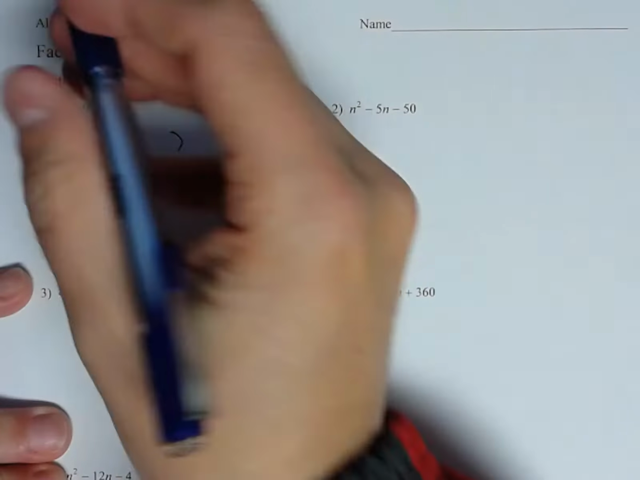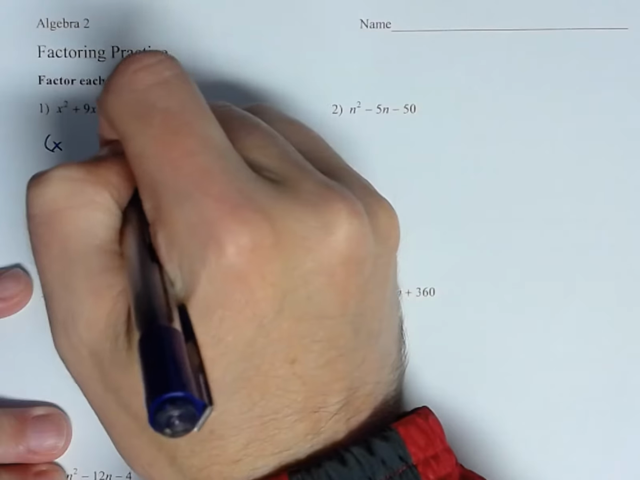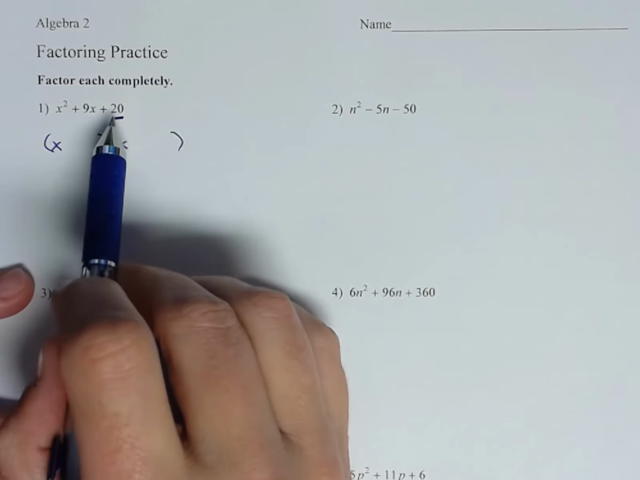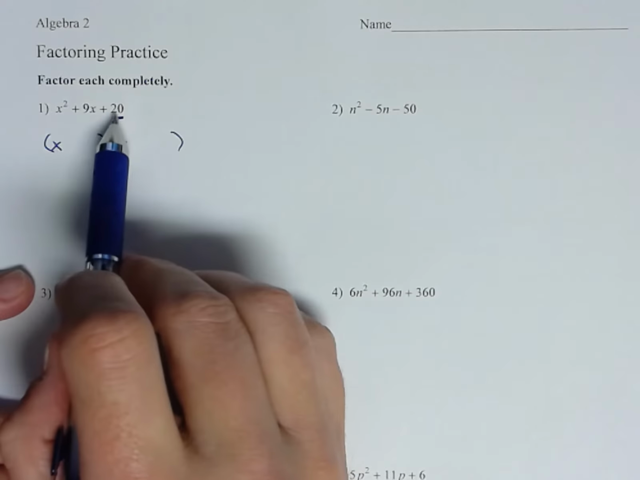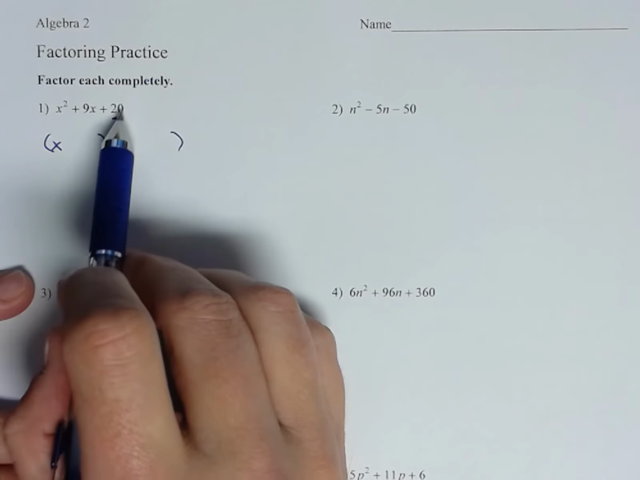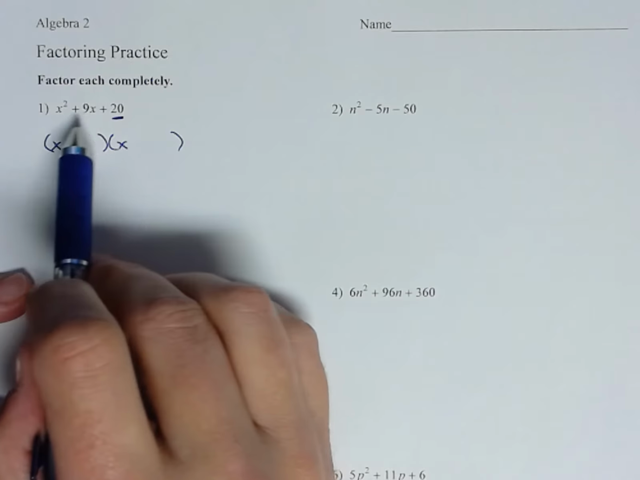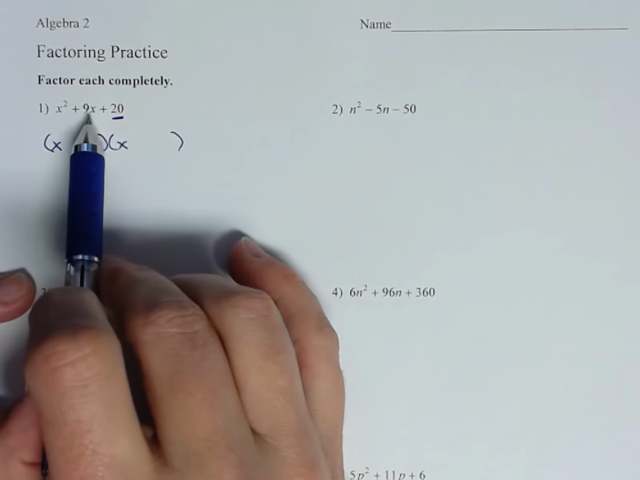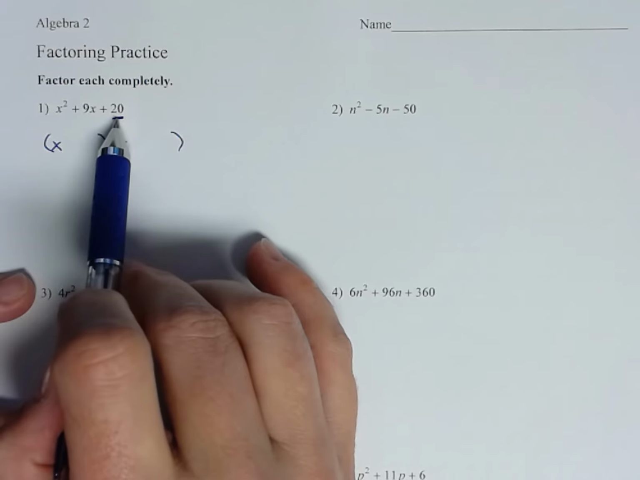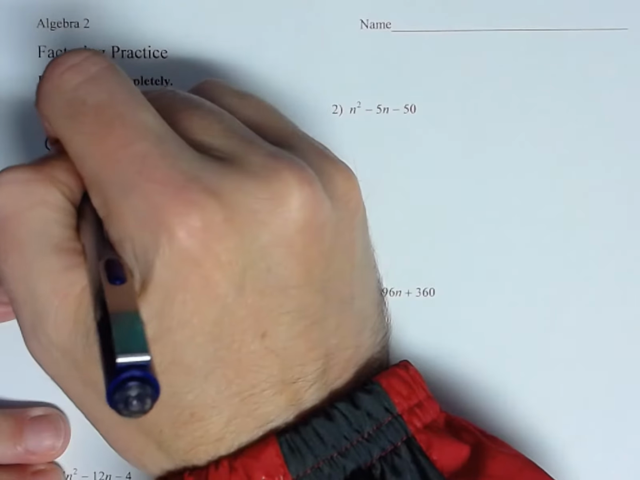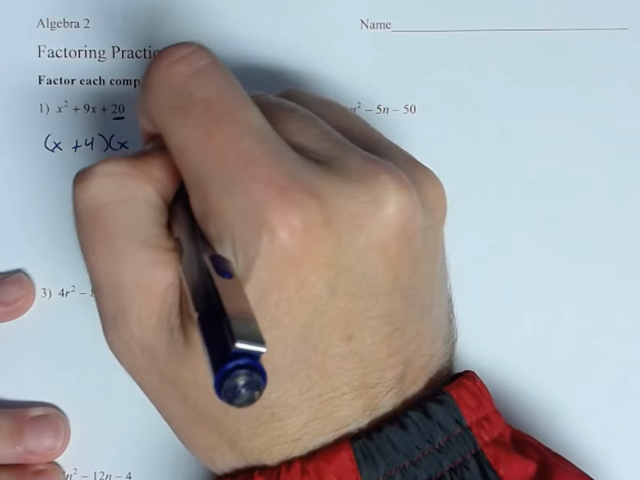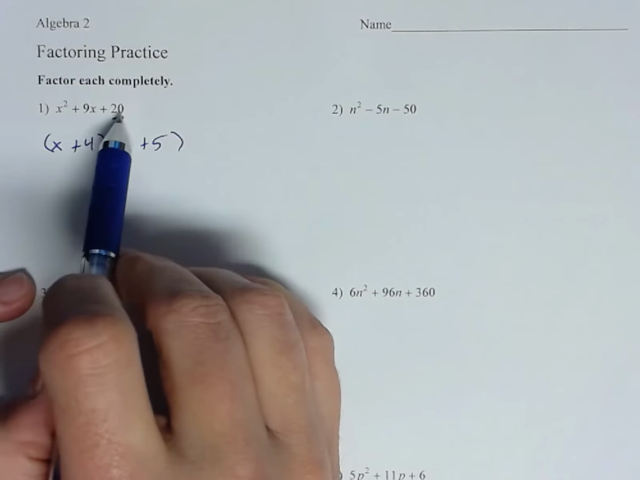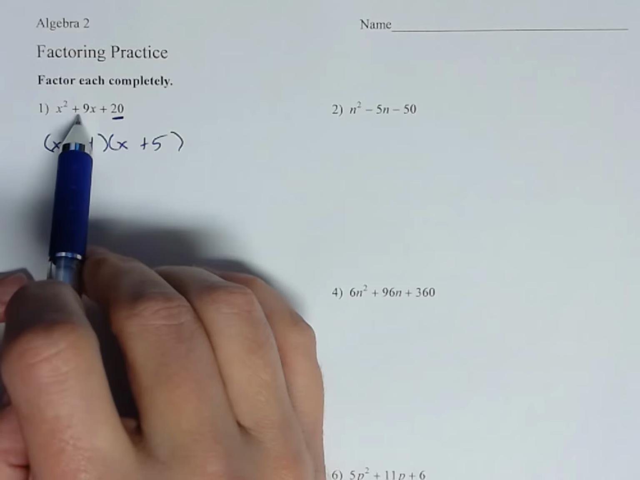Well, how would we get x squared? Well, x times x, so no problem there. Well, how would we get 20? So what numbers could we multiply to get 20, but they also have to add to make 9. So that's the key. So factors of 20, add to make 9. Well, 4 and 5 are going to work. So x plus 4, x plus 5. And I know they're plus because they multiply to make positive 20, and they add to make positive 9.